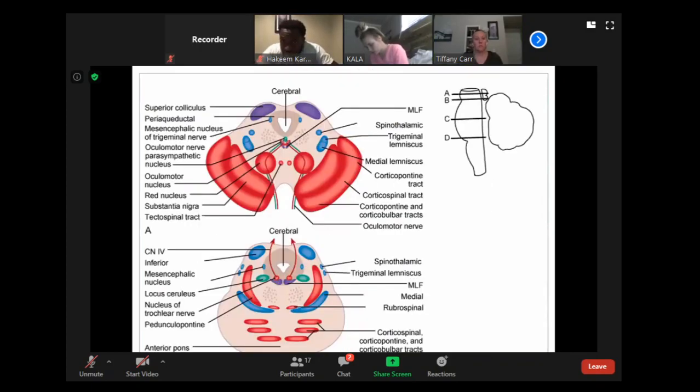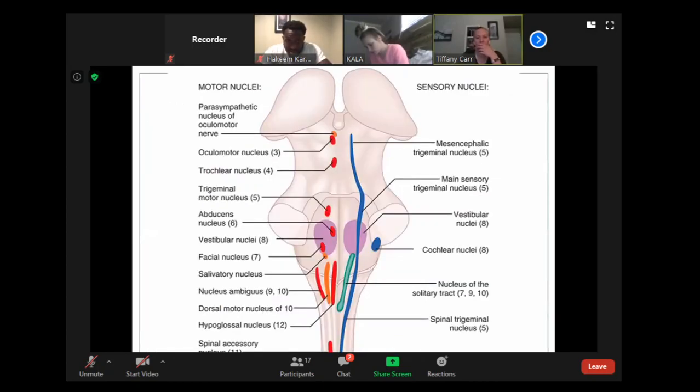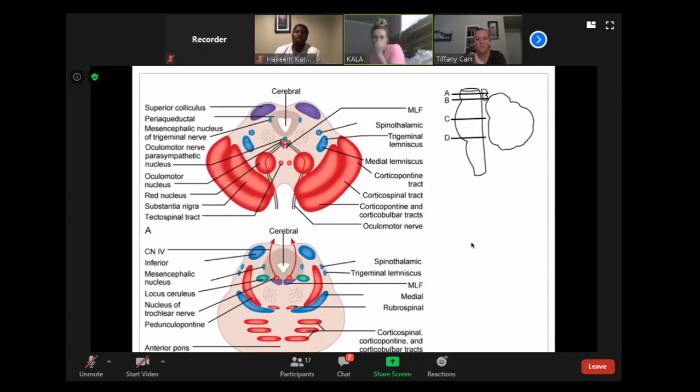So, Tiffany, when they talk about the pontomedullary junction, that's just right between the pons and the medulla, right? Correct. So it's this area right here. The pontomesencephalic is just right at the pons. Okay. Make sure you keep those straight, because I always like to jump them around in my head. So make sure you read them very closely.